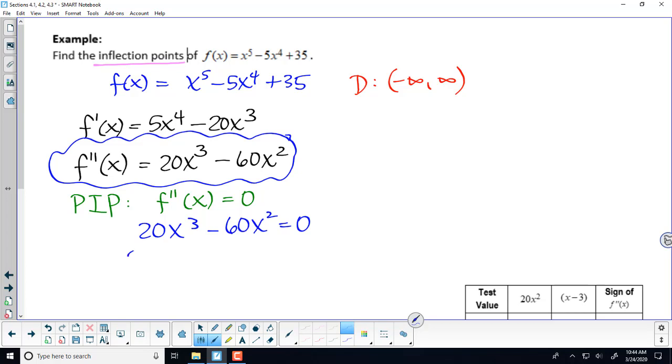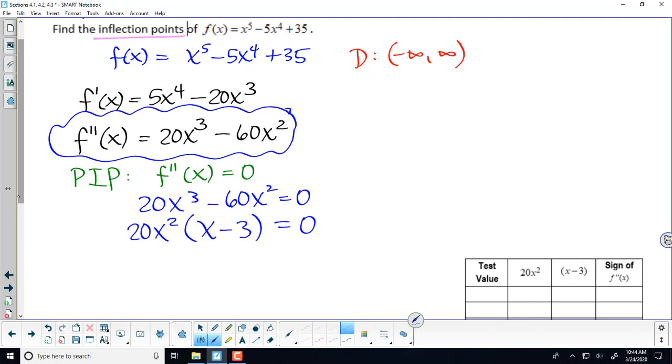Okay, greatest common factor, 20x squared. All right, there we go. So we end up with x minus 3 equals 0. Set each factor equal to 0. I know that x is going to be 0 or x is going to be 3. These are what we call PIPs, potential inflection points.